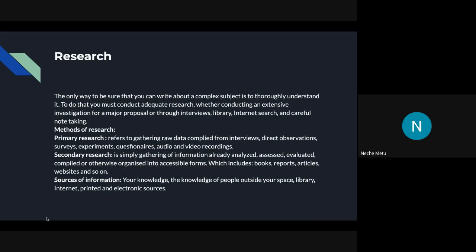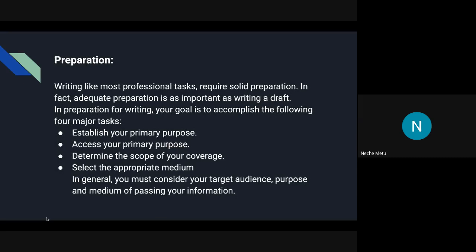Determine your purpose and assess your readers, and then the context will help you decide what to include and what not to include in your writing. They define the scope of your writing purpose. So if you do not determine your scope, it will cost you your time and bring in needless information.